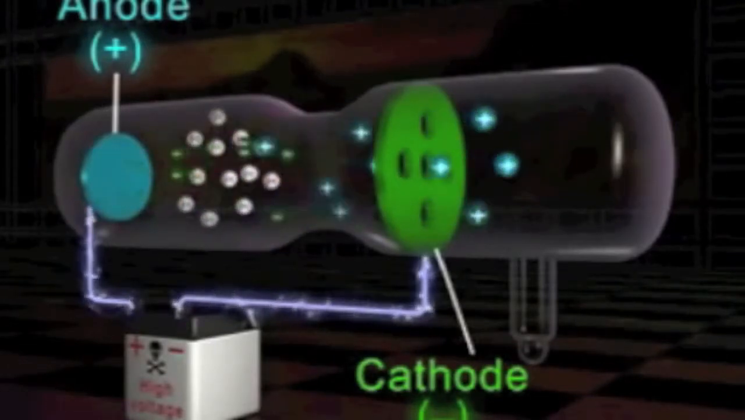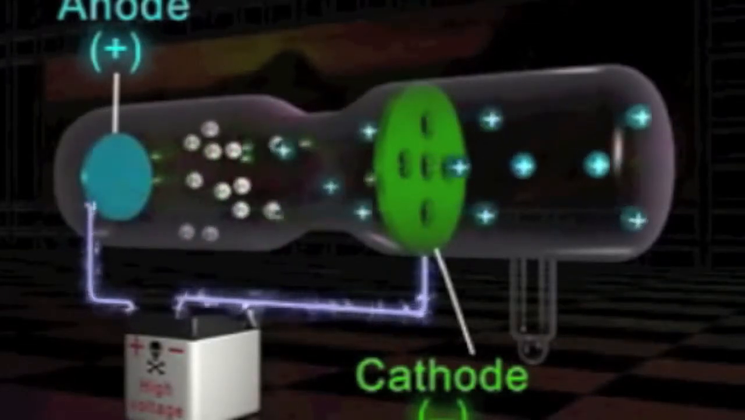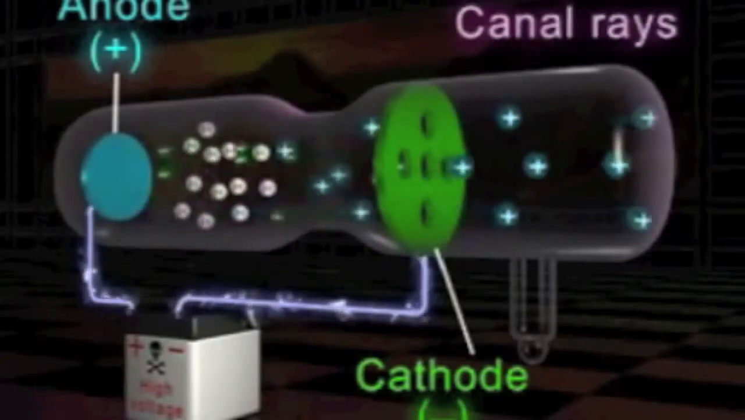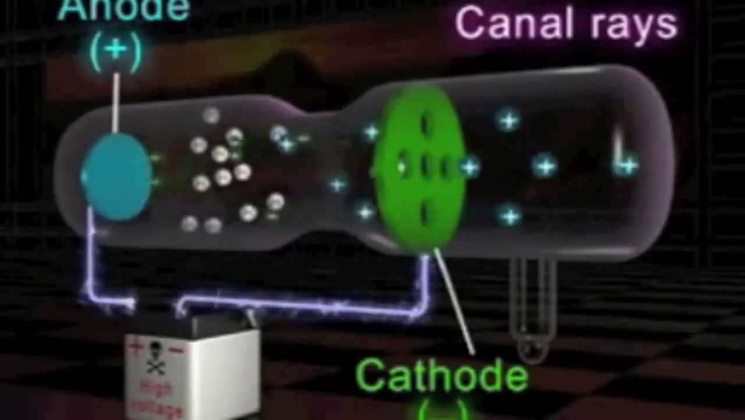As the positively charged particles pass through the holes or the canals in the cathode, they are called canal rays.